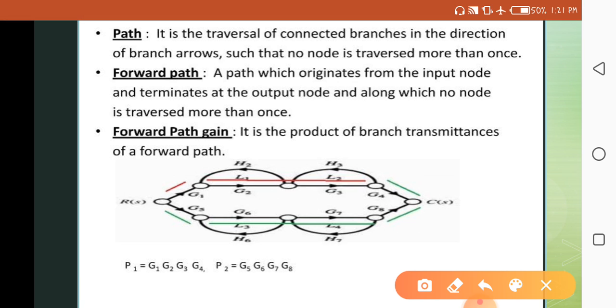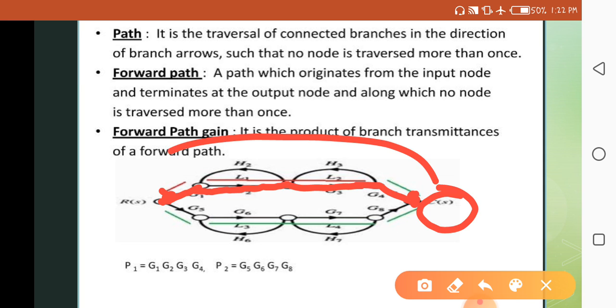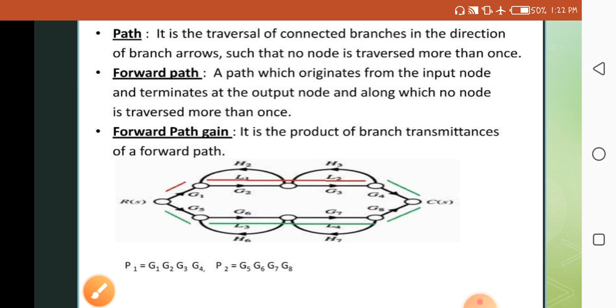Now next, what is forward path? When a path originates from a starting point and terminates at an ending point, it is known as a forward path. So generally here we see that R(s) is starting from here, then goes forward from G2 to G3, then G4, and the output is terminated here. So this is the forward path.